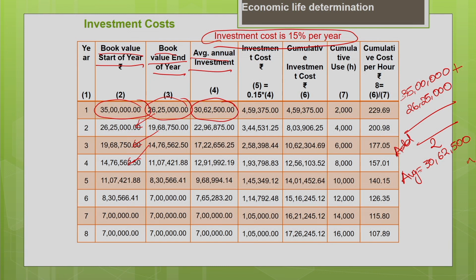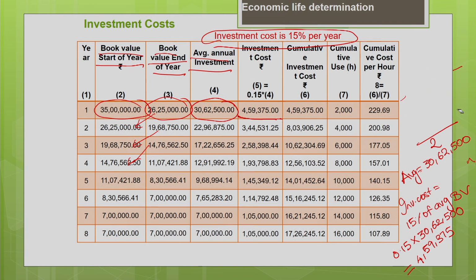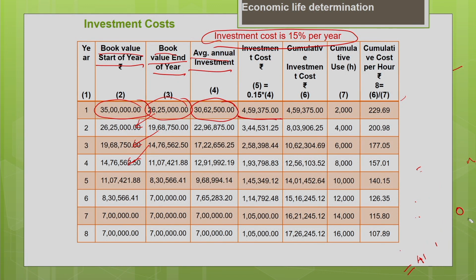Now you calculate the investment cost. Investment cost is nothing but 15% of the average book value of the particular year. So 0.15 into the average book value, which is 30 lakh 62,500. So what will be the investment cost? It is nothing but 4 lakh 59,375 for the first year. So this is how we have to calculate the investment cost for every year. One more sample calculation I will show, so that you will understand better.